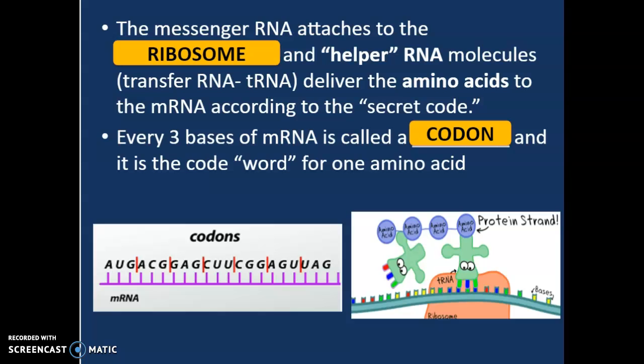So messenger RNA attaches to the ribosome, and a helper RNA, which is known as transfer RNA or tRNA, delivers the amino acids to the mRNA according to the secret code. Every 3 bases of mRNA is called a codon, and it is the code word for one amino acid. So at the bottom you see the codons, AUG, that's one codon. That codes for one specific amino acid. ACG codes for another specific amino acid, and so on.